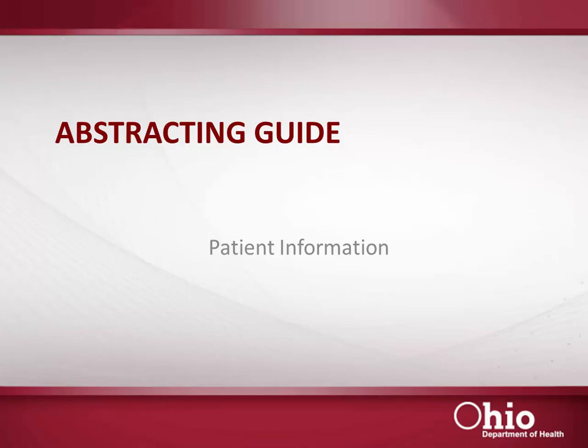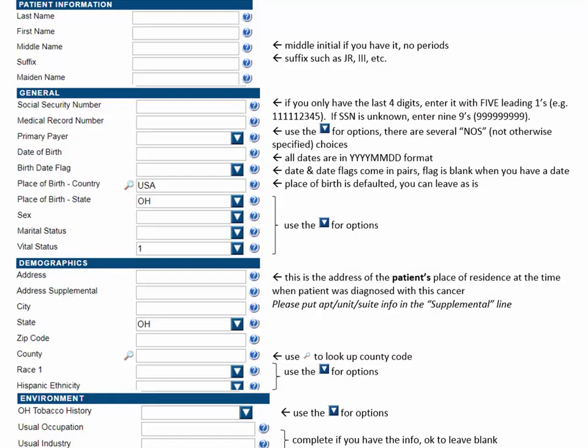So let's get started. The first section is on patient information. Most of this section is self-explanatory. A helpful tip to remember for this section is to use 5 leading ones when you only have the last 4 digits of a patient's social security number. Enter a string of 9 nines when you do not have social security information.